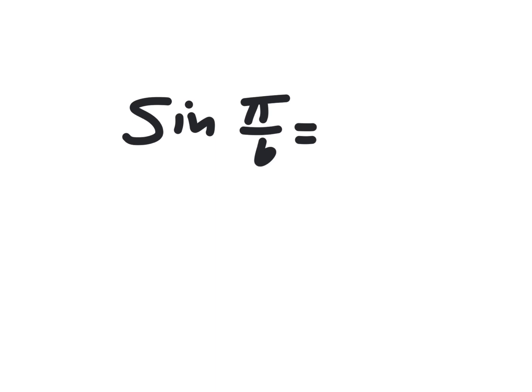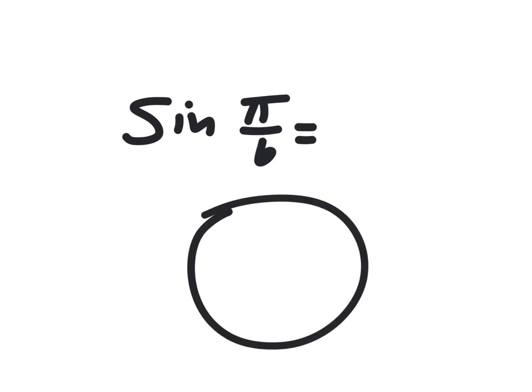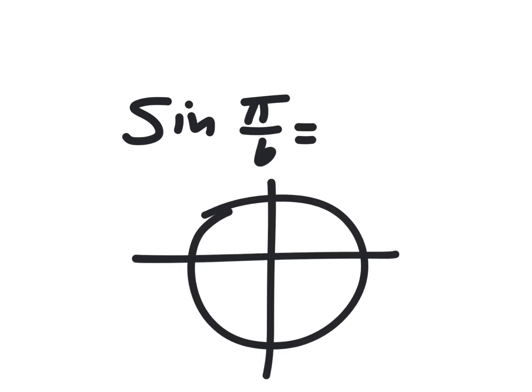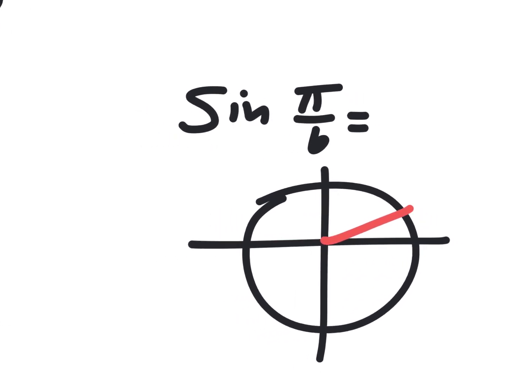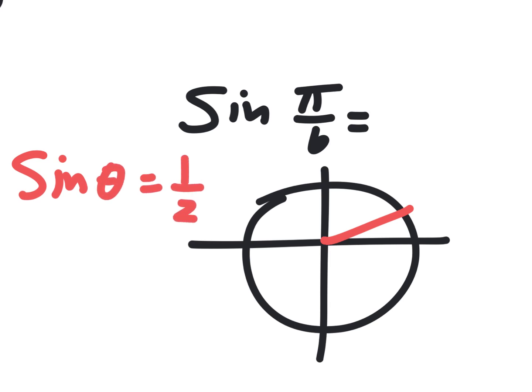Nope. Because pi over 6 is only one spot. Pi over 6 is right there. There is only one answer for that. Okay, but that's different than sine of some mystery angle is 1/2. How many answers are there for that? 2.